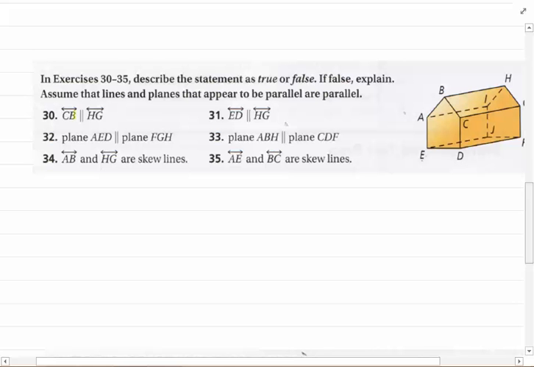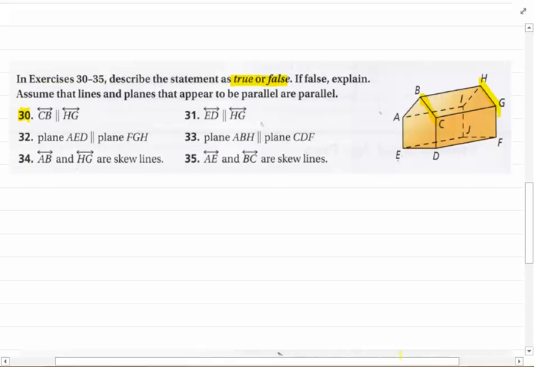Let's do a couple problems here. Let's look at number 30. We're supposed to write true or false. If false, explain. Is CB parallel to HG? And the answer is yes, because they're parallel.